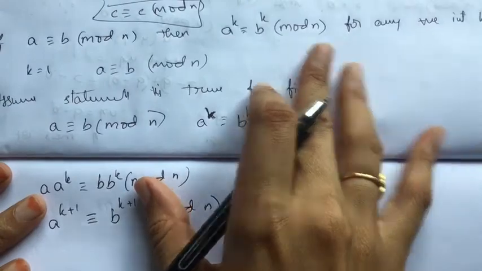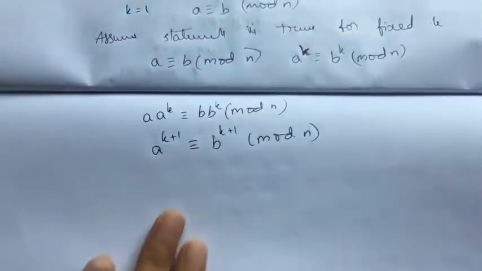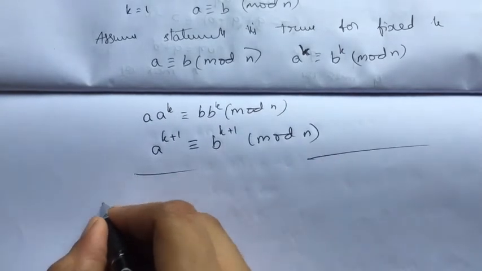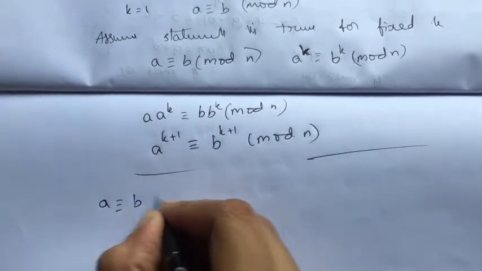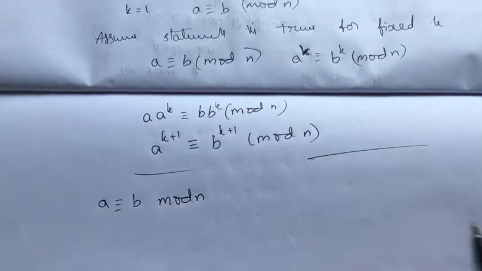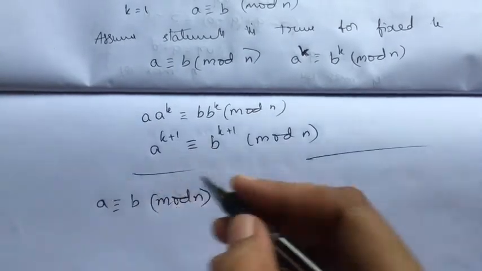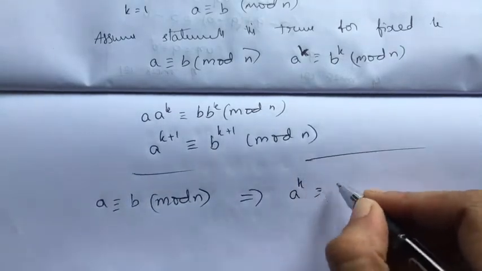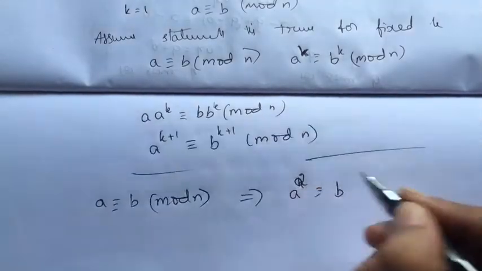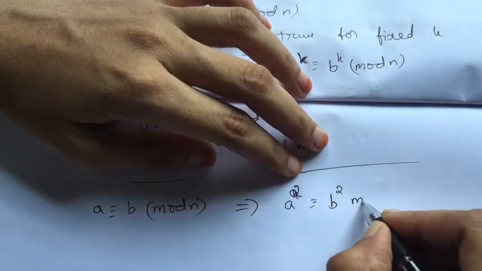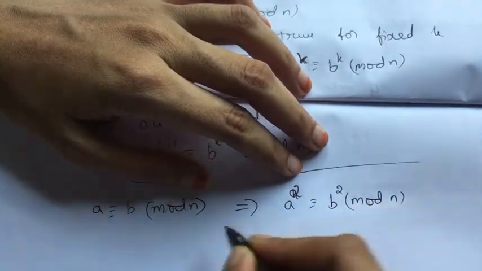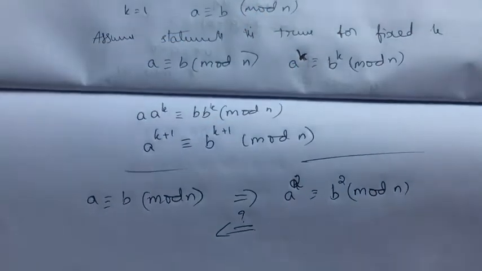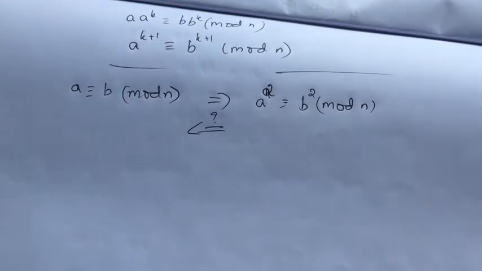Suppose I have A is congruent to B mod n. Of course, it implies A power k is congruent to B power k mod n. I'll take k as 2. A square is congruent to B square mod n. Now, the other way, is it true always or not? In fact, it is not. You can check.